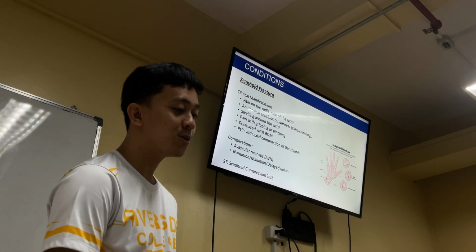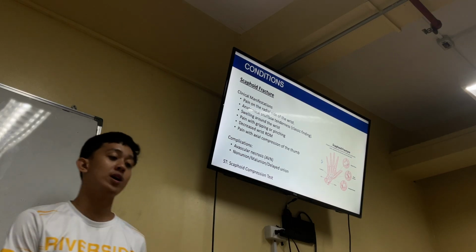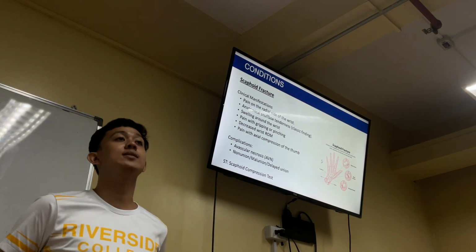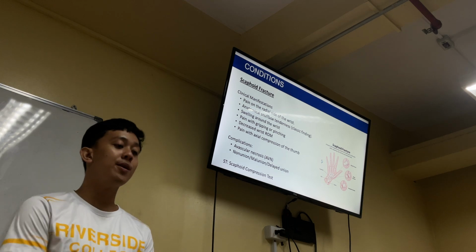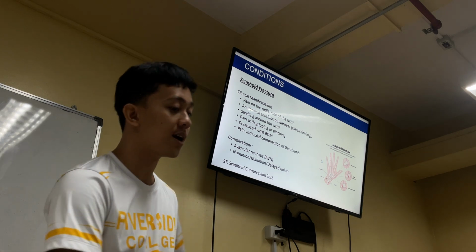Your special test: we have here your scaphoid compression test, or the axial thumb compression. Basically, you compress the scaphoid. The positive sign is pain over the scaphoid, an indication of your scaphoid fracture.